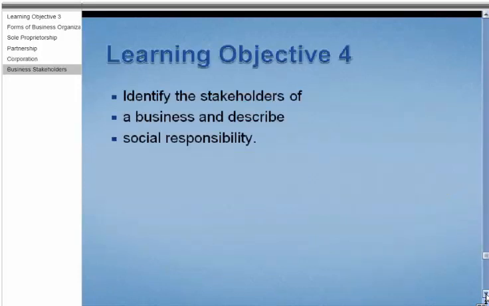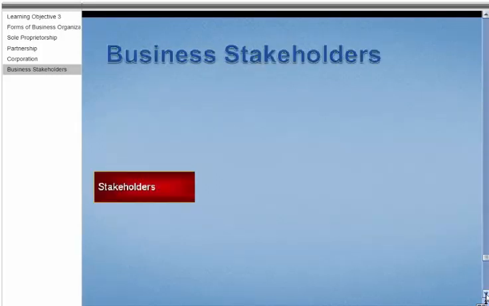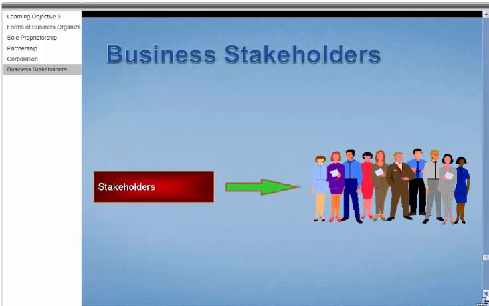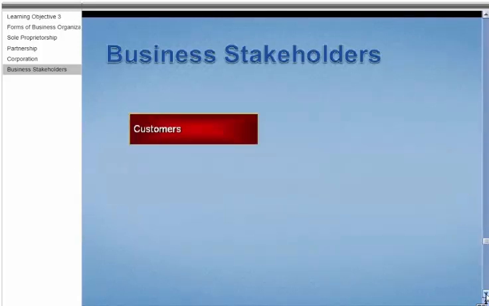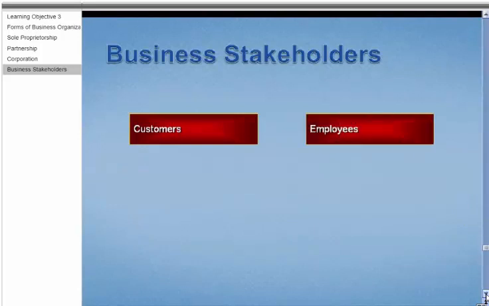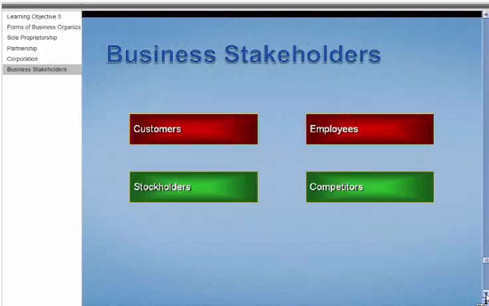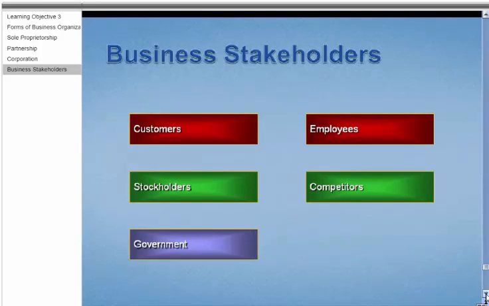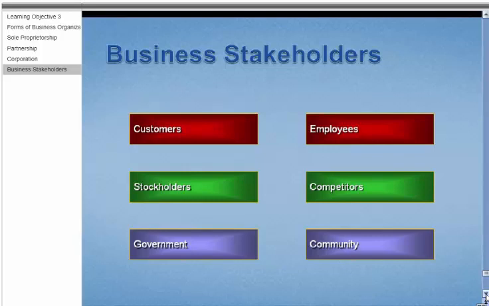All right, let's talk a little bit about stakeholders in a business. Stakeholders are essentially people interested in the affairs of the business. They consist of customers, employees, stockholders, competitors, the government, and the community in which the business operates.